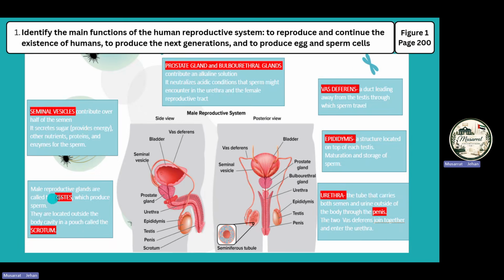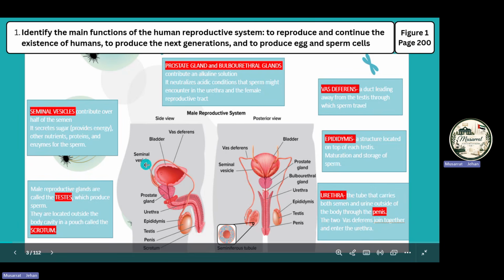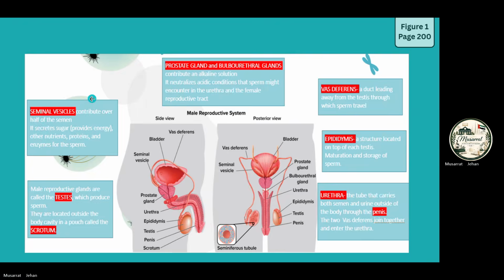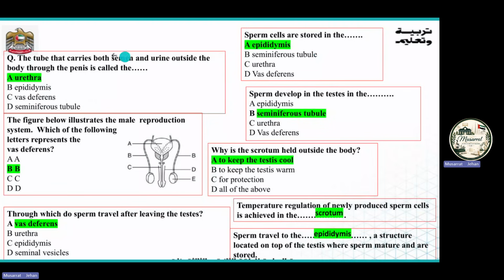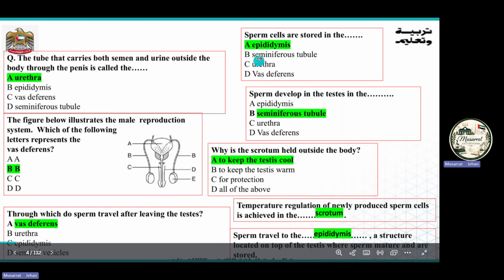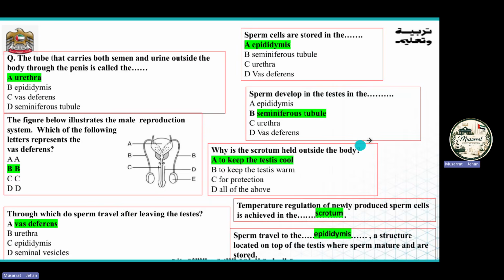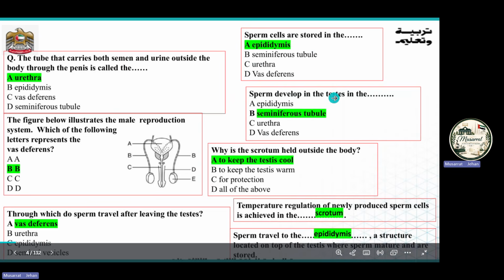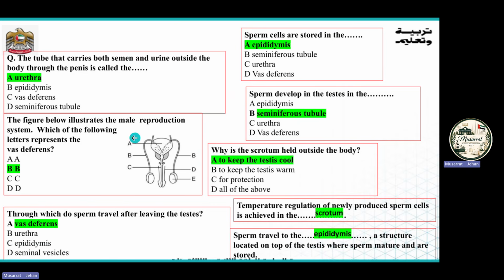I already told you about the testis and the scrotum. So this is the first question. Here I've given you many questions with the answers. Just go through them. Some of them have been asked in previous years, so you'll get to know what type of questions can come. See this labeling. You should know which part is labeled so that you can answer any question related to them.